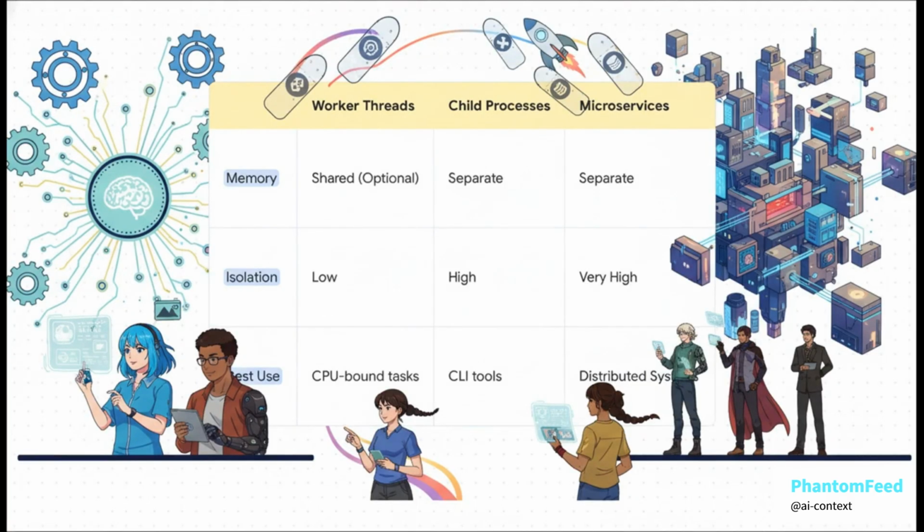Right, so to break out of that single thread, you've got options. If you have a really CPU-heavy task, like resizing a user's profile picture, a worker thread is the perfect tool for the job. Need to run a completely separate command line tool? You'd use a child process for that. And if you're building a massive, complex system where different teams own different features, you'd probably design it using microservices.